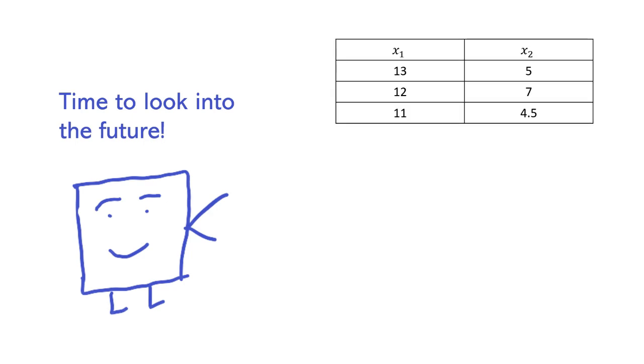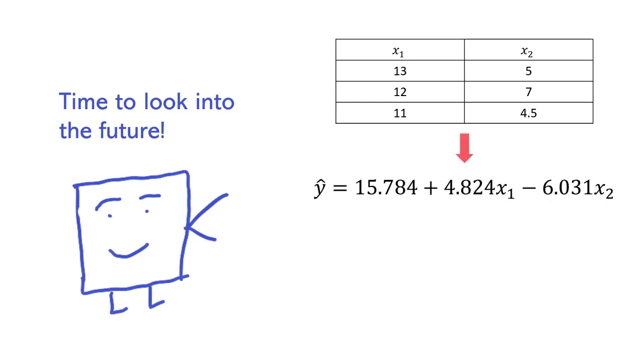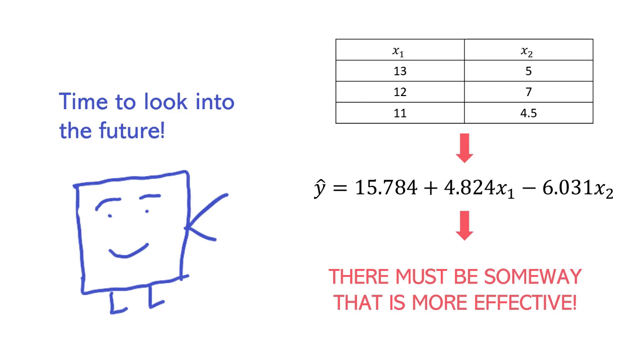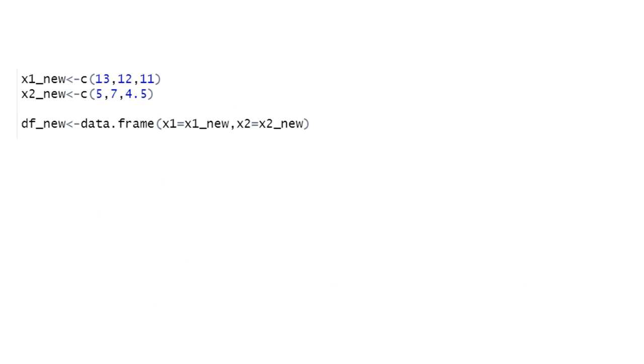Now, after building our model, naturally, the next step is to use it. Let's say we want to predict y for certain values of x1 and x2. While it's easy to just plug in the values to the formula, it's very inefficient. But don't worry, we can easily do it in RStudio. First, let's input the table into RStudio with the following code. The new table is called df_new.